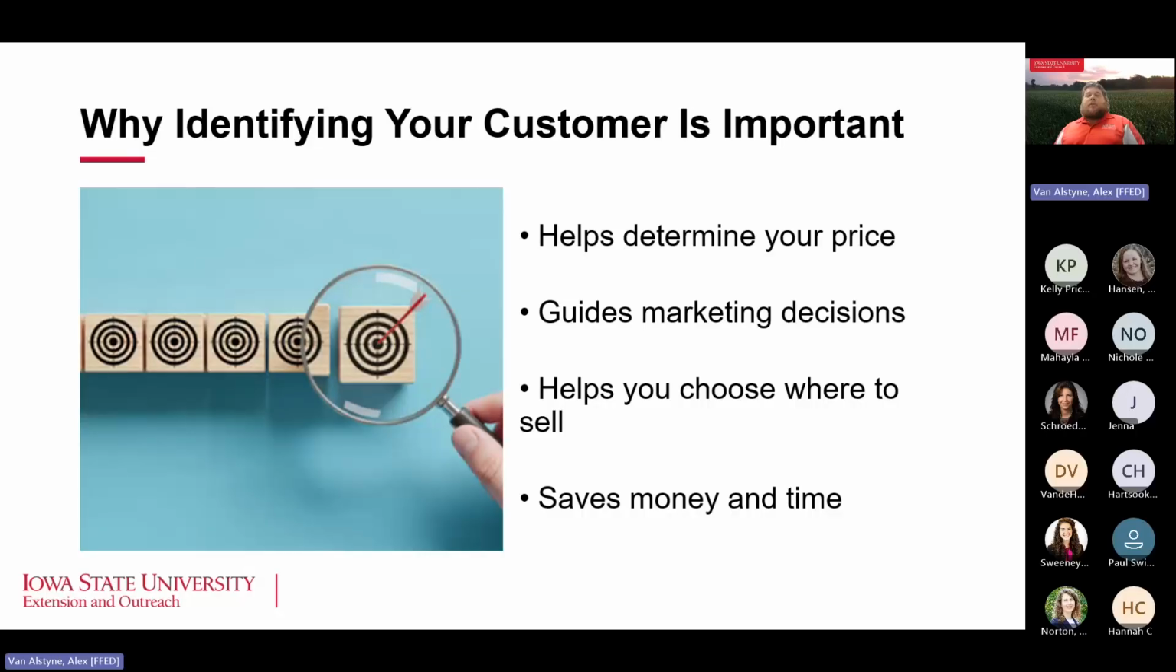If you don't know who you're trying to reach, it's really hard to know what to say or where to show up. Identifying your customer also helps you choose where to sell. The right product in the wrong place often won't perform well, but the right product in the right market can do very well. Overall, it saves you time and money. Instead of guessing or trying to appeal to everyone, you can focus your efforts where they'll actually pay off.